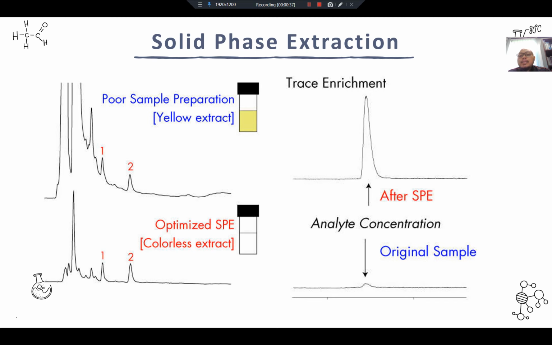And here is the other figure for the other goal of SPE, which is trace enrichment. For example, in the original sample, in 1 liter of solution, you only get this amount of detection. But by using SPE, you pre-concentrate. You concentrate the analyte inside the sample solution, and then you can get a better chromatogram.